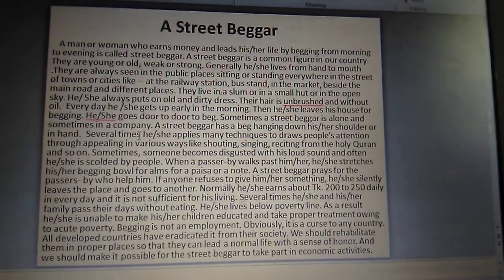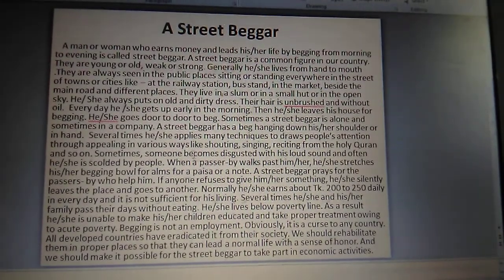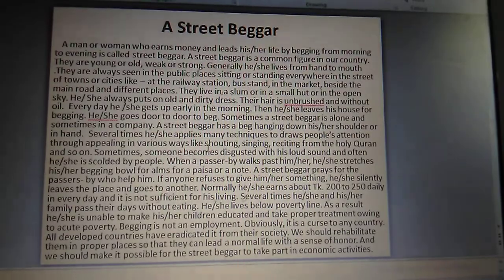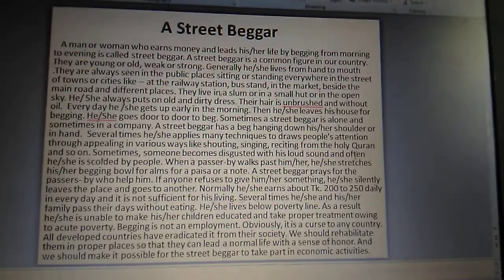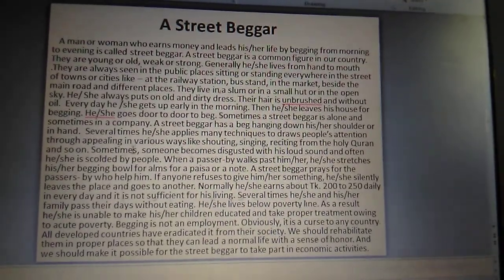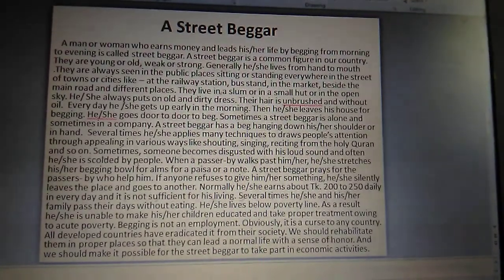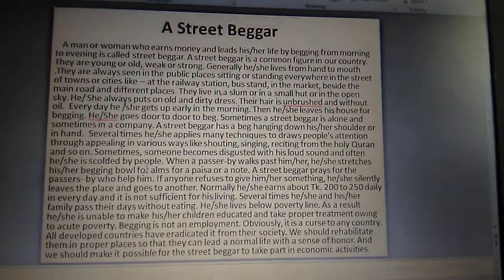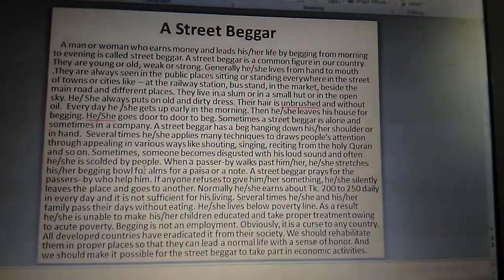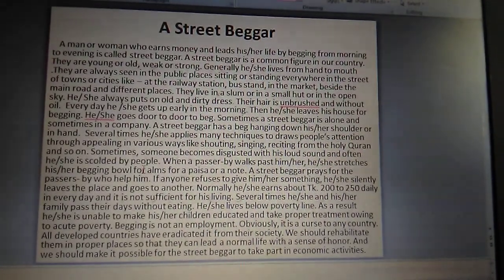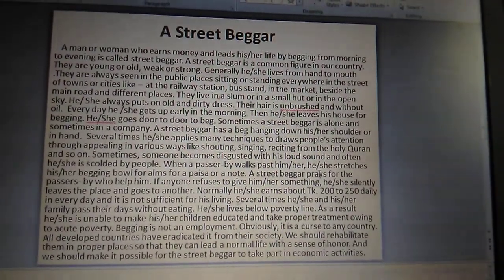Several times he or she applies many techniques to draw people's attention through appealing in various ways. They try to draw the attention of the people, like shouting. Sometimes they shout, sometimes they sing, sometimes they recite from the Holy Quran, and so on. Sometimes someone becomes disgusted with the loud sound and often he or she is scolded by people. So sometimes the passersby become very disgusted with their loud sound, and they scold the beggar.